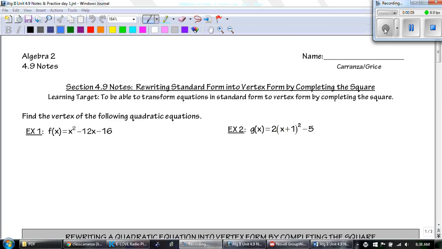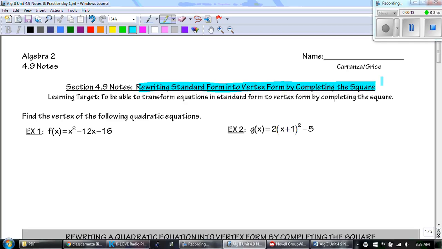Today we're going to be talking about rewriting standard form into vertex form by completing the square. Our learning target today is to be able to transform equations in standard form to vertex form by completing the square. Did you get that? I hope so. All right, so we're going to first find the vertex of the following quadratic equations.